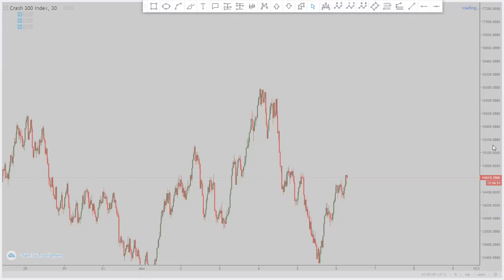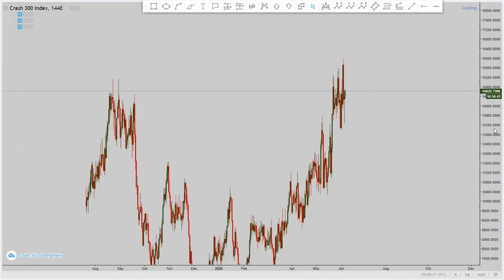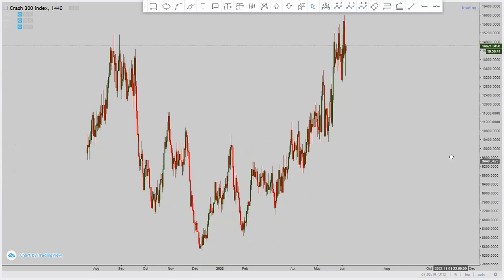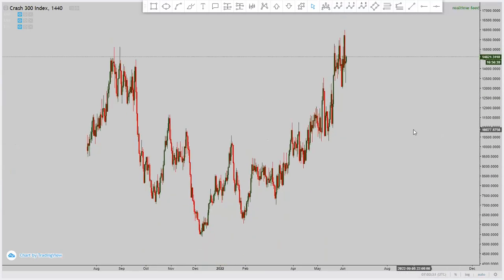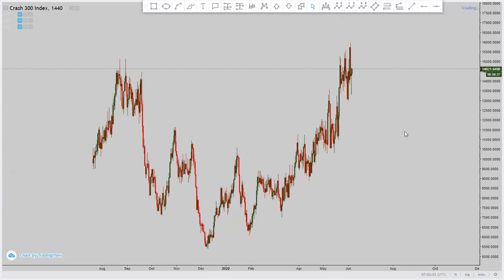Okay. So this is our Crash 300. Structure-wise, we have been uptrending. That is the fact. Uptrending, higher highs, higher lows, higher highs, higher lows, higher highs, higher lows. That was the latest higher high. So now, after doing that, I have this key area here.